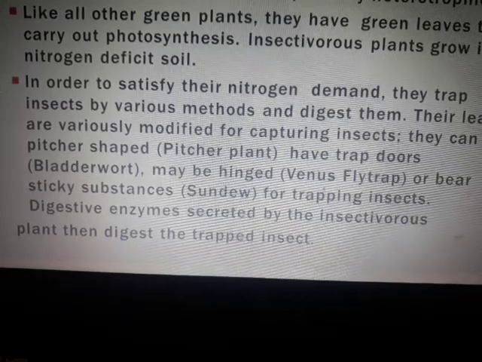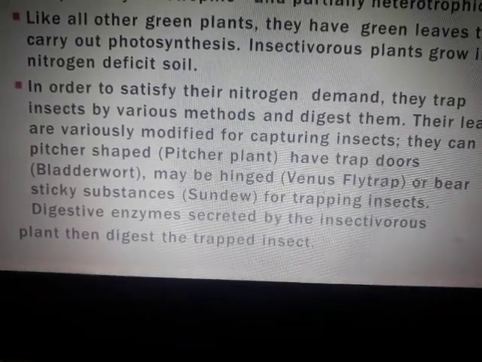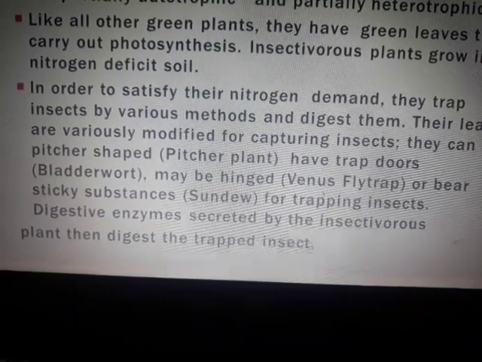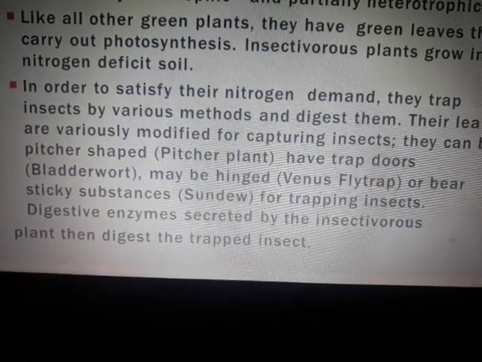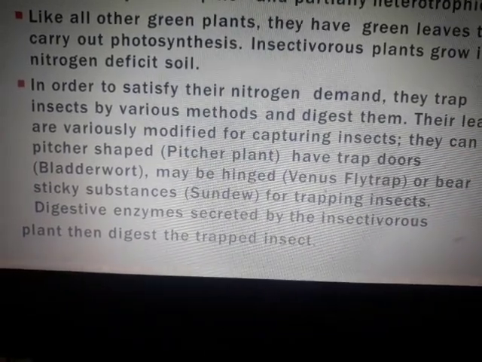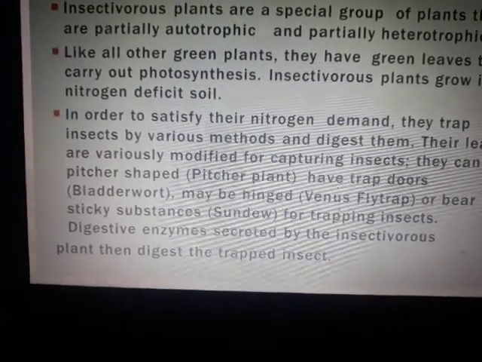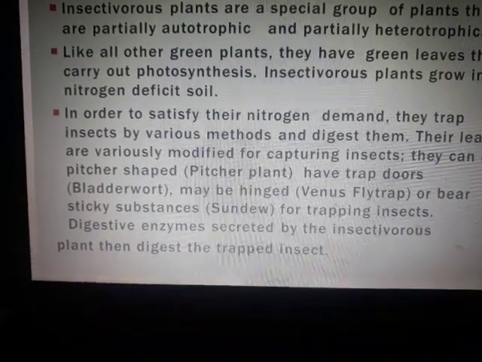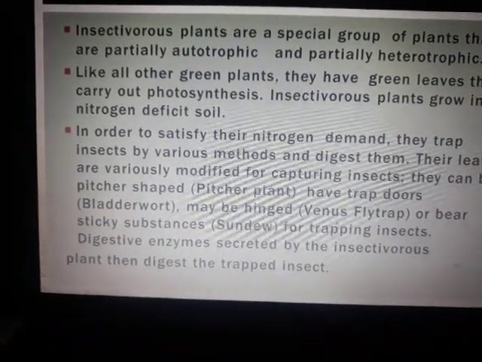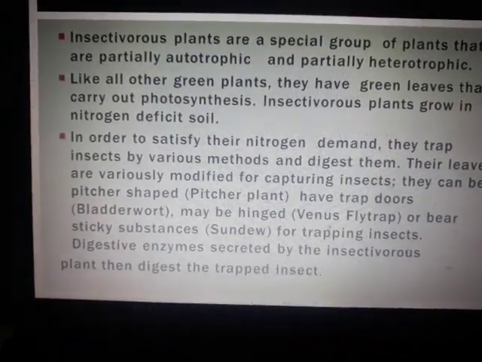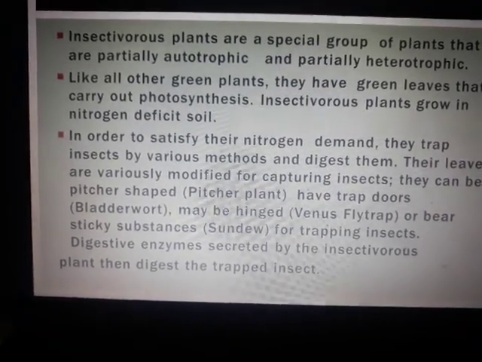So various plants have various kinds of modifications to trap insects somehow, and then the insect gets digested and the plant derives nutrient nitrogen from it. Digestive enzymes secreted by the insectivorous plants then digest the trapped insects. Because it is still a plant, it needs strong enzymes to break the insects into smaller parts and suck up the nutrients from them. So it has some digestive enzymes to help it out.